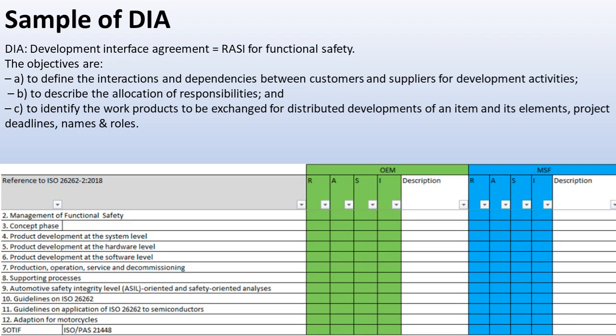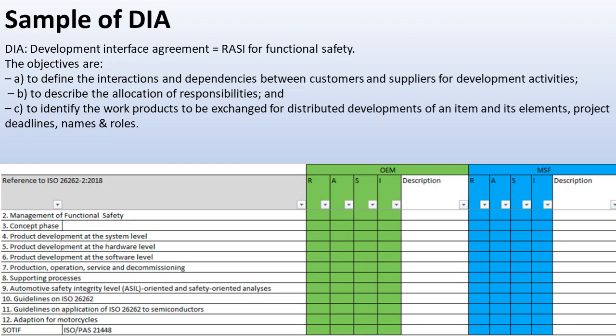As I mentioned in the previous session, DIA stands for Development Interface Agreement, and this is considered to be a RASI for functional safety. I assume everybody knows what RASI means, but anyway, I'll briefly touch upon it. R stands for responsibility, A stands for approval, S stands for support, and I stands for informed. As you go along RASI, it shows the increasing authority of the people in the project.